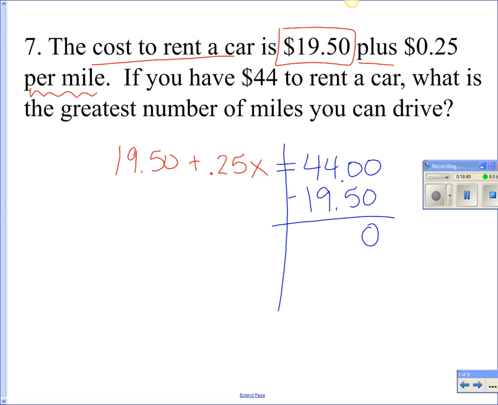Can I do 0 minus 5? I got to borrow. So I cross this out. What do I make it? And this becomes a 10. What's 10 minus 5? Okay, and your decimal just comes straight down for subtraction.